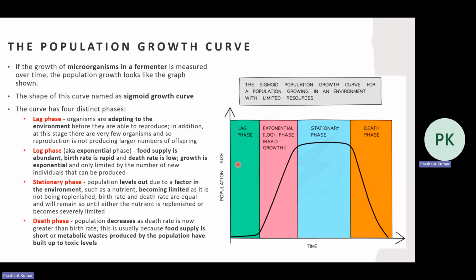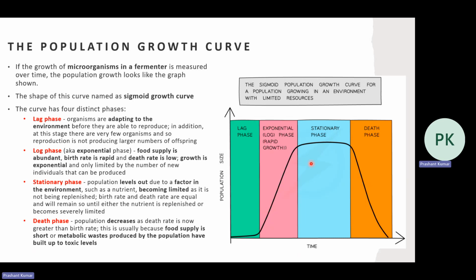In the lag phase, organisms are trying to adapt to the environment before they are able to reproduce, right? In addition, at this stage there are very few organisms, so reproduction is not producing a larger number, because they are still searching for food. Then we have the log phase, also called the exponential phase. Food supply is abundant here. Birth rate will be very fast, rapid, because it is going up. Death rate will be low because growth is exponential and only limited by the number of individuals that can produce.